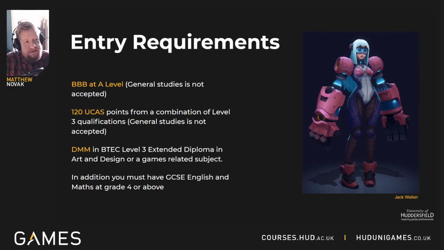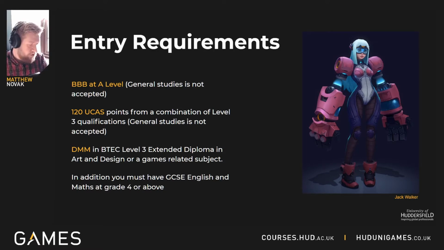So if you're interested in studying games, here at Huddersfield we are looking for 120 UCAS points. That's the equivalent, if you're at A level, of BBB, or if you're at BTEC, that's the equivalent of DMM. Or if you're doing something like a UAL, make sure that it's the equivalent of 120 UCAS points.